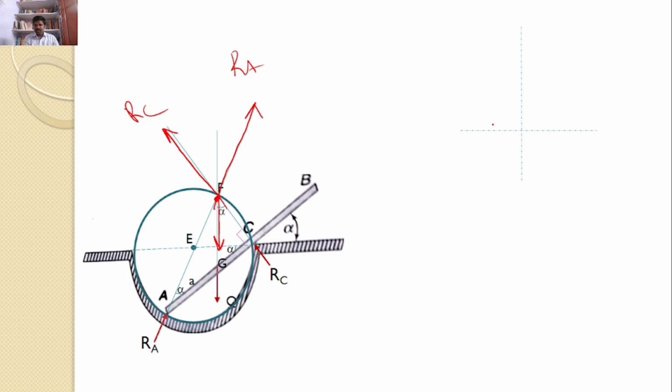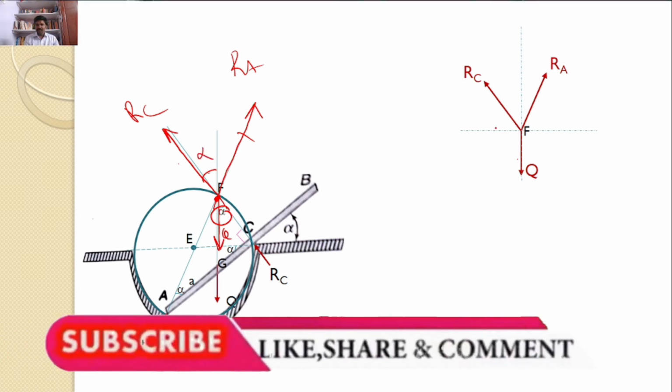I can transfer all the forces onto a separate XY plane. So this is the free body diagram at F I am drawing. So this is Q, I just transfer. Next one, this is RA. And next one, RC. Just transfer. Let us try to find the angles. Clearly we can see this angle is alpha. That means the opposite side, this angle is alpha. The angle made by RC with the vertical is alpha.